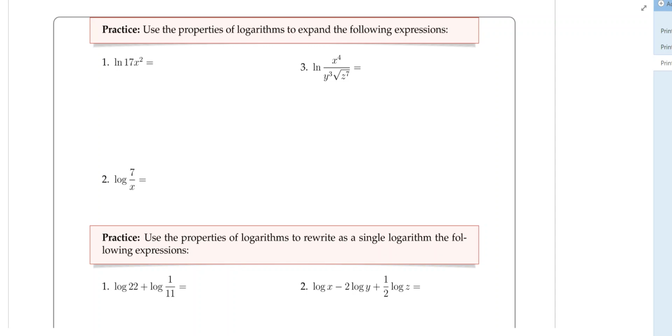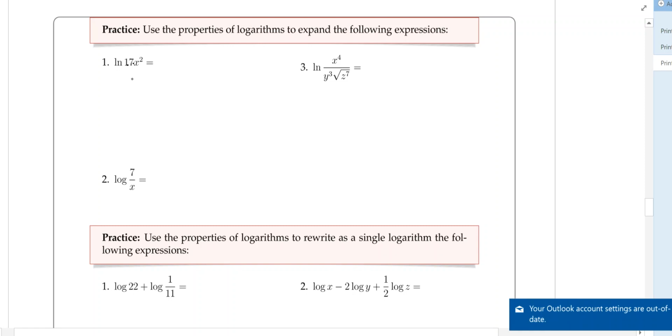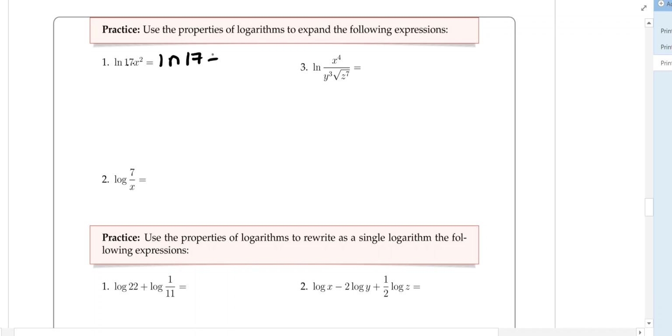All right, so let's continue and practice some more with logarithms. So let's use the properties of logs to expand the following expressions. The first one, we have ln of 17 times x squared, right? So according to the rule, when we have times, this is going to turn into ln of 17, the first quantity, plus ln of x squared. Okay, so when we have times, we have addition.